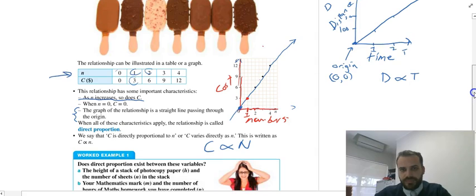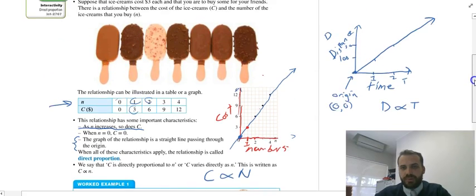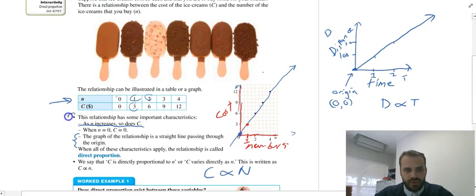Okay, that's direct proportion. It's important that you note these things because you need to be able to spot direct proportion. All right.